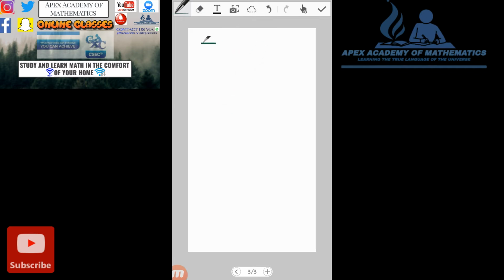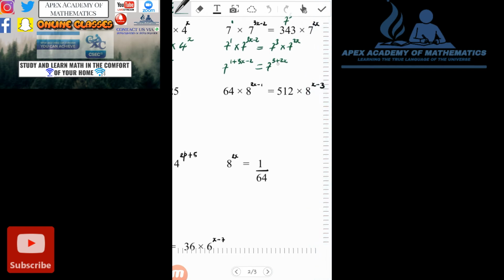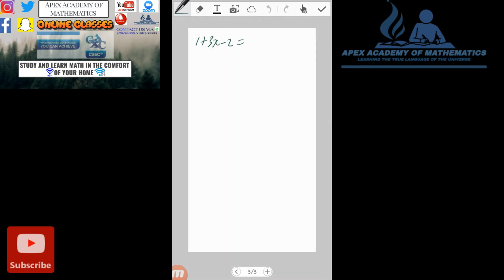So this is 1 plus 3x minus 2, and that's equal to, let's go back to this page over here where we have 3 plus 2x right here. So that's 3 plus 2x.